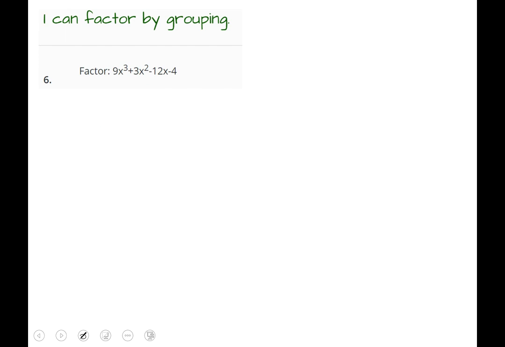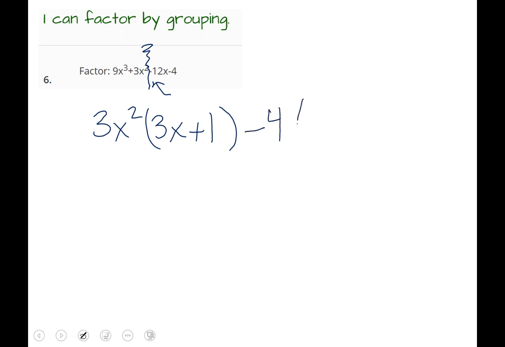All right, we're now factoring by grouping. We're going to look for a greatest common factor first. Doesn't look like we have one, so I'm going to split it into 2 groups here. In this first group, I look for a greatest common factor. I see 3x squared divides both parts, so I divide that out. When I take it out, I'm left with 3x plus 1. Because that's leading with a negative, I'm going to pull a negative 4 out, and I'm left with 3x plus 1 again.